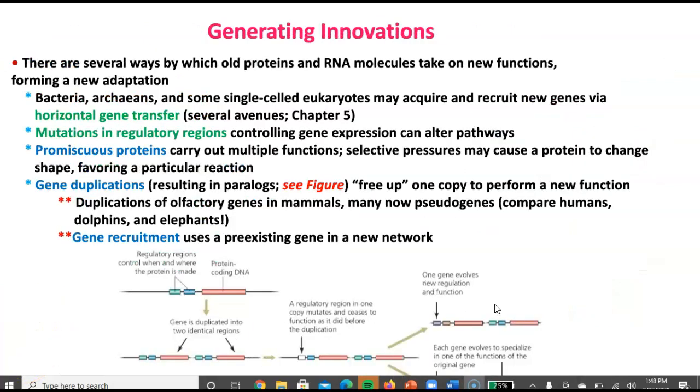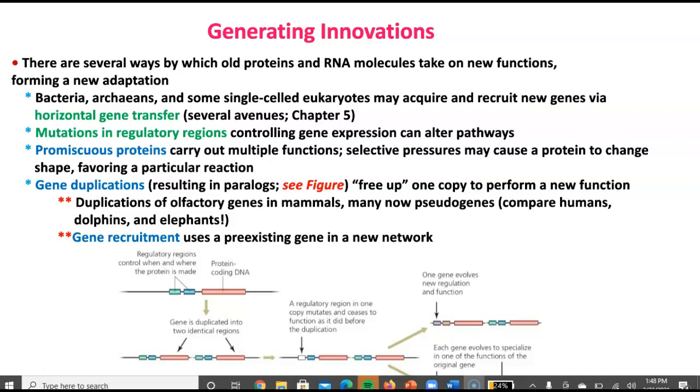So here we're taking a look, moving on in our chapter, at how innovations, evolutionary innovations, are generated. And there are several ways by which old proteins, pre-existing proteins, and RNA molecules can take on brand new functions, forming a brand new adaptation. And that's what I'm listing here with these various blue asterisks, these several ways that new functions can be taken on, giving rise to new adaptations.